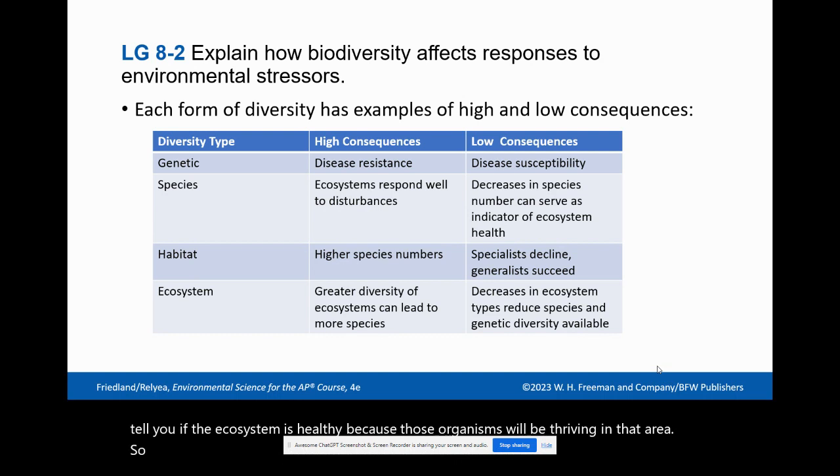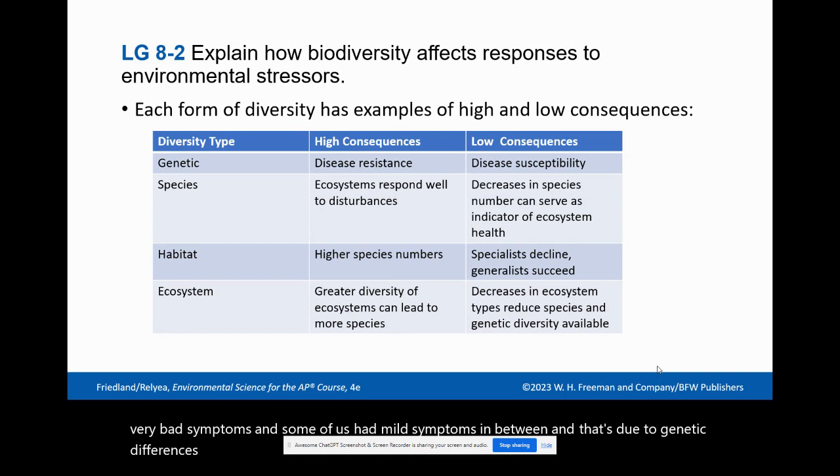So each form of diversity has an example of high and low consequences. If you have high genetic variability in your ecosystem, then you're going to be less susceptible to disease. So COVID, right? Some of us were asymptomatic, some of us had very bad symptoms, and some of us had mild symptoms in between. And that's due to genetic differences.